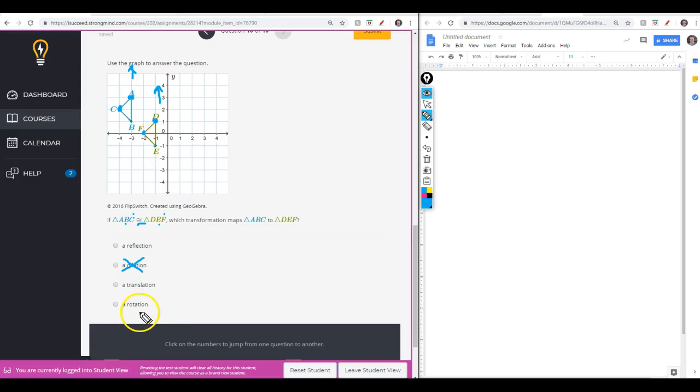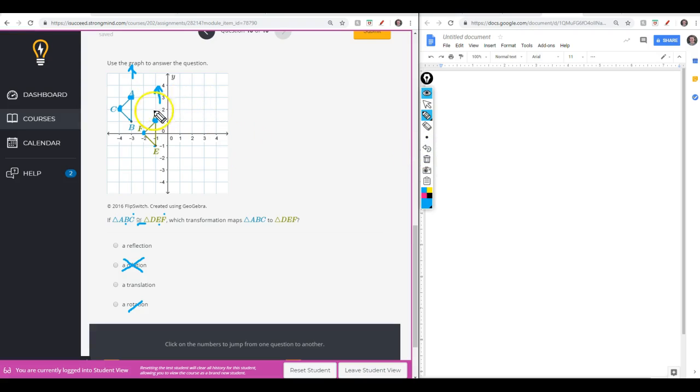So it's not going to be a rotation, because if it was rotated, the orientation would have changed, something like this, where point D would no longer be pointing up. So it's not going to be a rotation. A reflection would change the orientation as well.